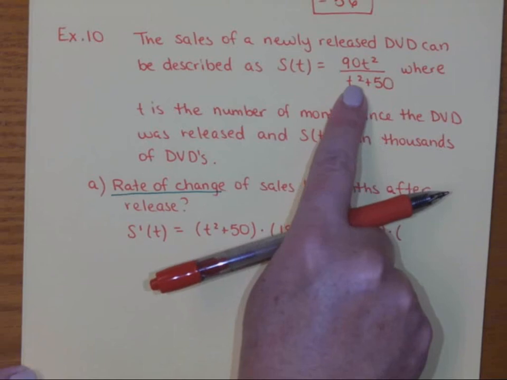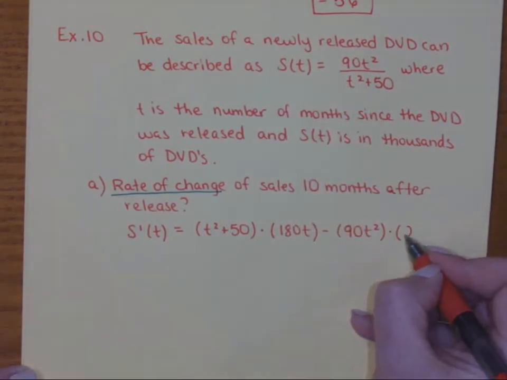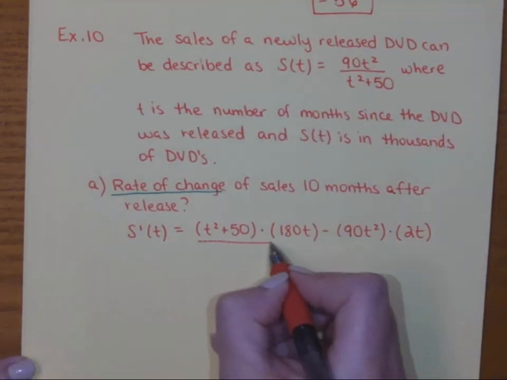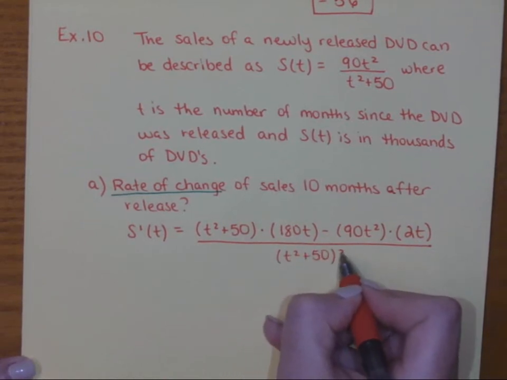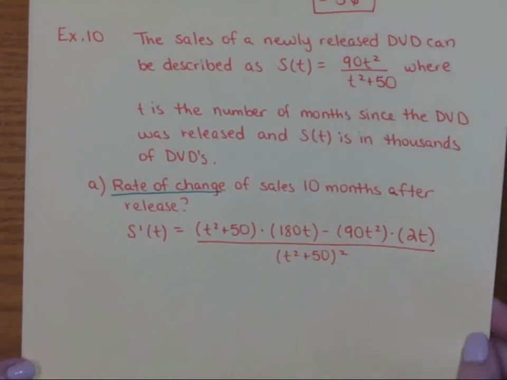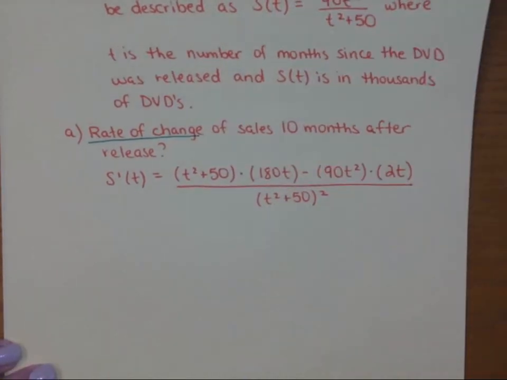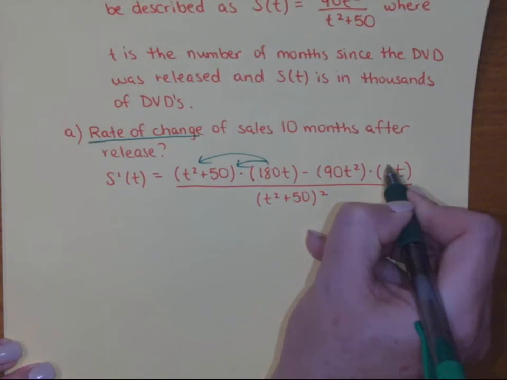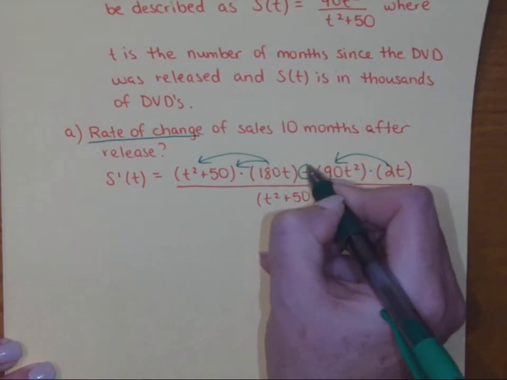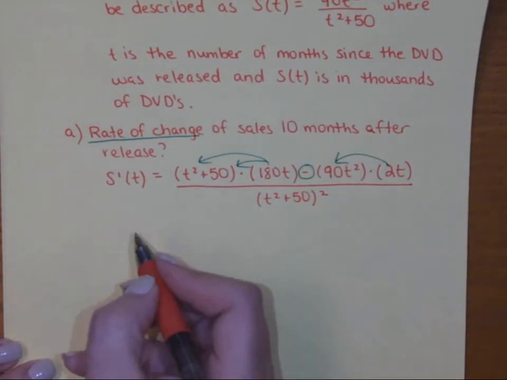So what would the derivative of t squared plus 50 be? It would be just 2t, right? Because the derivative of 50 would be 0. And then all of that over the bottom squared. Just as usual, remember we're not going to mess with the ugliness of the bottom, but we are going to use distributive property here. Remember there's actually a negative there, so keep that in mind.